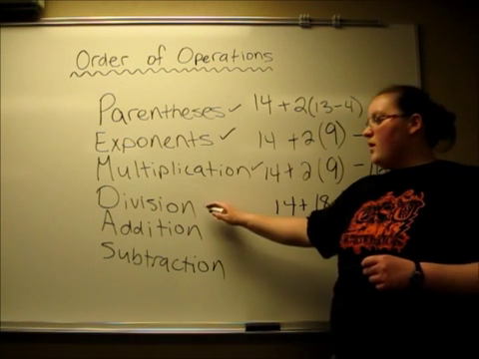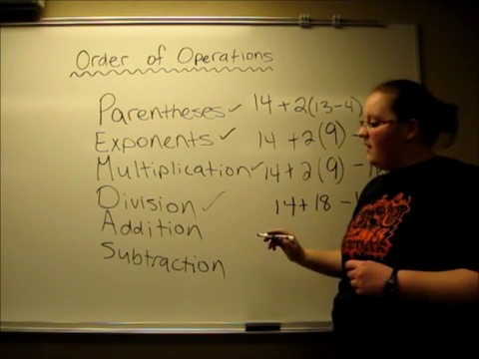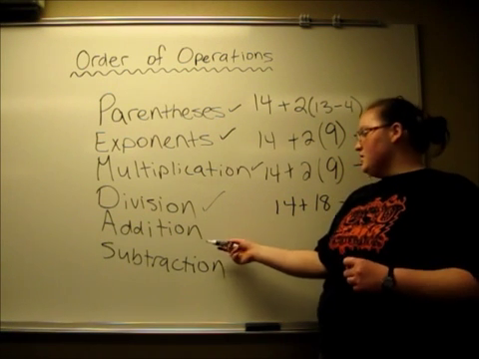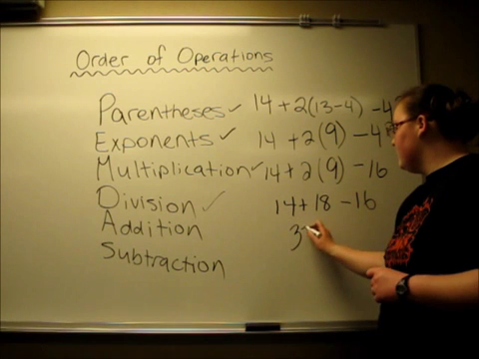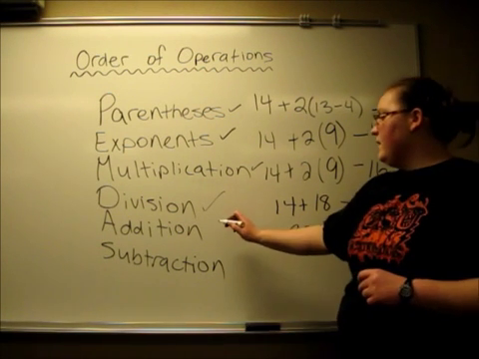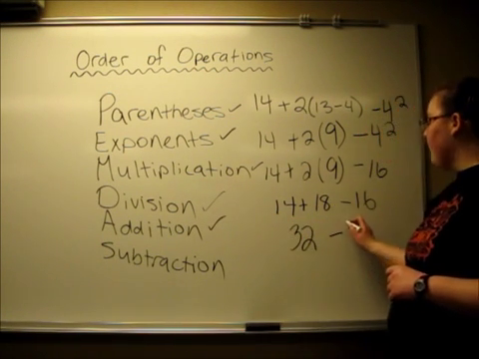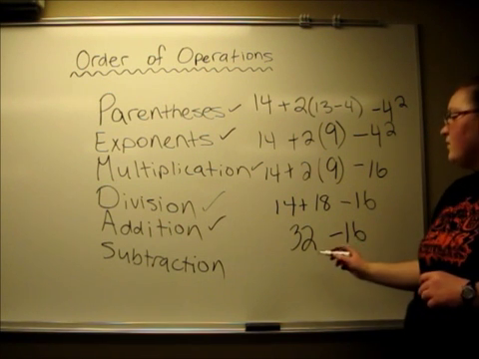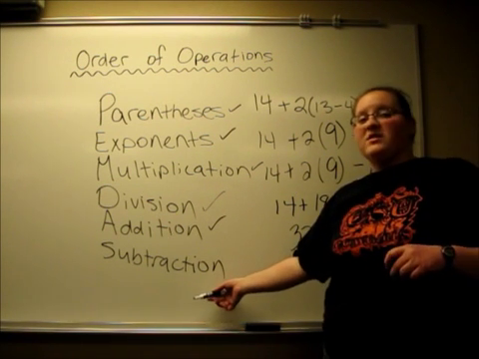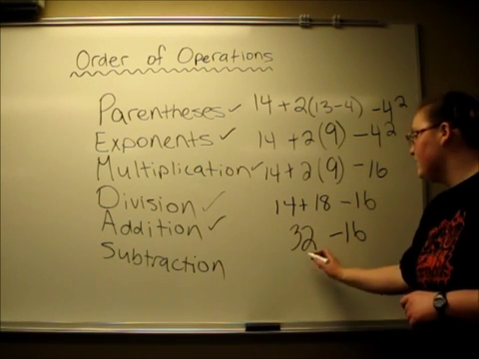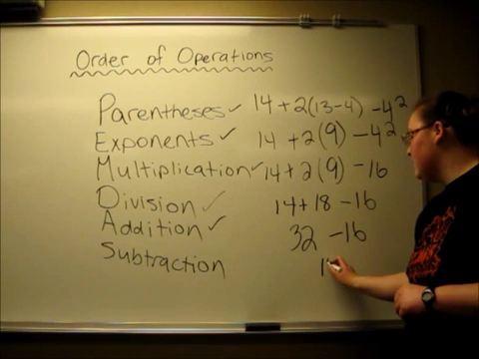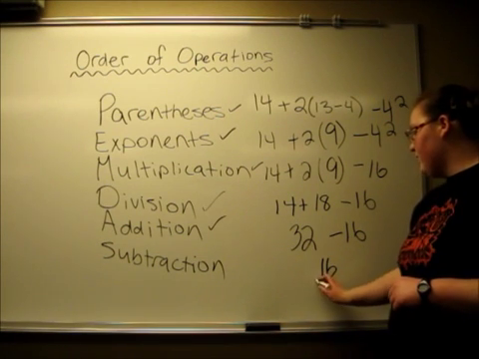Next, we don't have any division in our problem, so we cross that off. And addition, we have 14 plus 18 equals 32. And we mark that off and we bring the rest of our problem down. And the last thing on our order of operations list is subtraction, so we do that. So 32 minus 16 is 16. And that is our final answer.